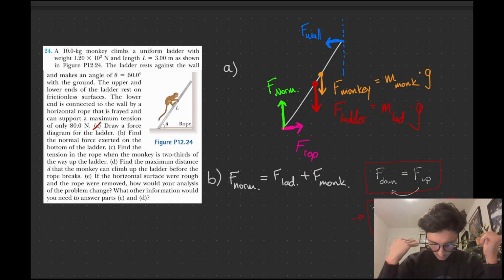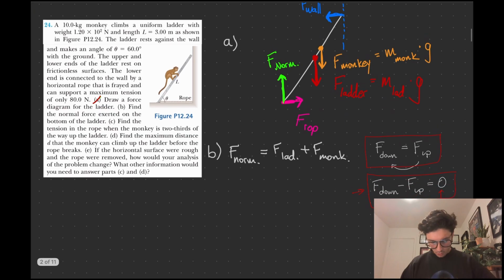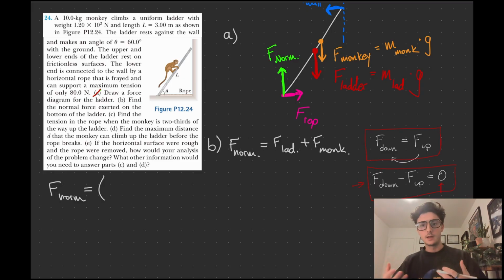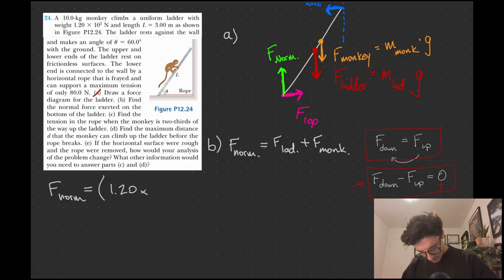So we have to find this. We can't just put this equation. So this means we're going to have to start doing some algebra. Force norm, this is what we have to find. Let's put brackets. Find the force of the ladder. What is the force of the ladder? Here we say a uniform ladder with a weight of this many newtons. Weight is a type of force. It is a force due to gravity pulling your mass down to earth. And it's already in newtons, so we're going to write 1.20 times 10 to the 2 newtons.